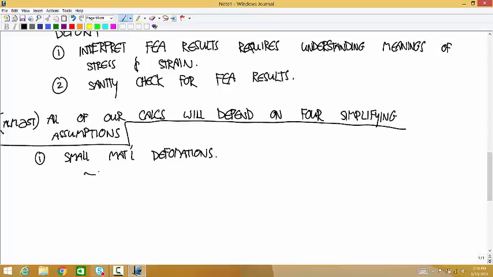Let's say, just as a general rule, less than about 0.01%. Okay.